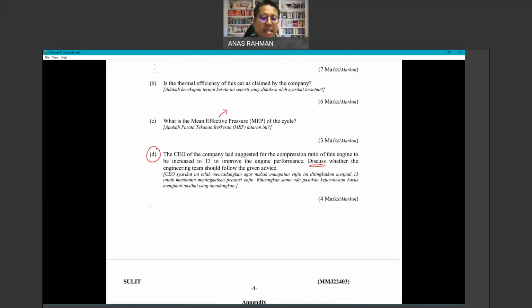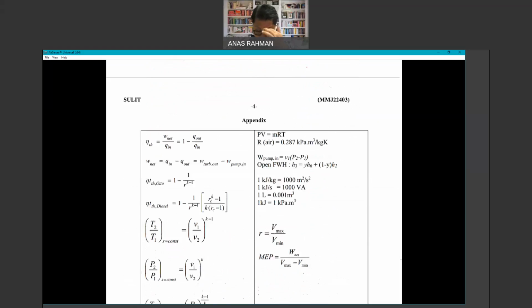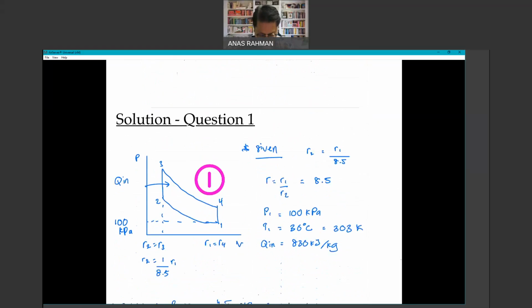The keyword is discuss, and the marks given was 4. Discuss means not just a one-line sentence. Discuss means you need to have a point and you need to have elaboration, at least 2 or 3 points. Point plus elaboration, then you'll get 4. It is not a one-sentence answer. So let's quickly go through the solution.